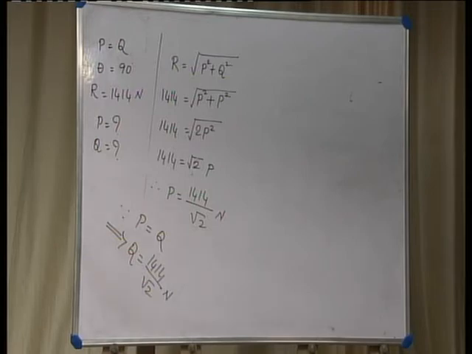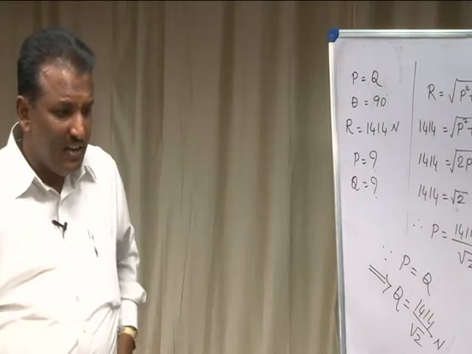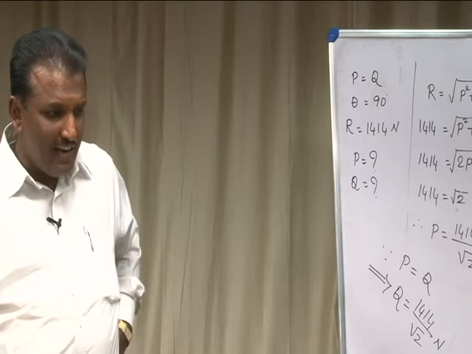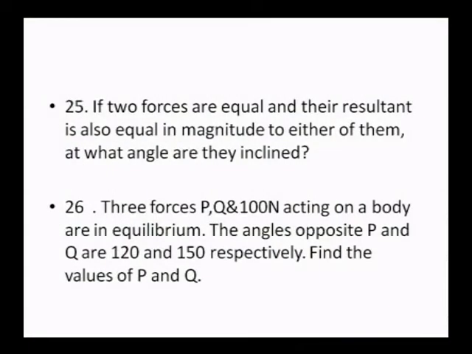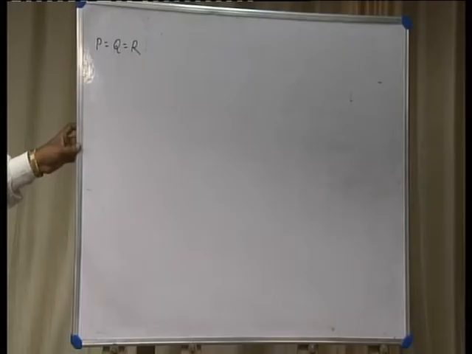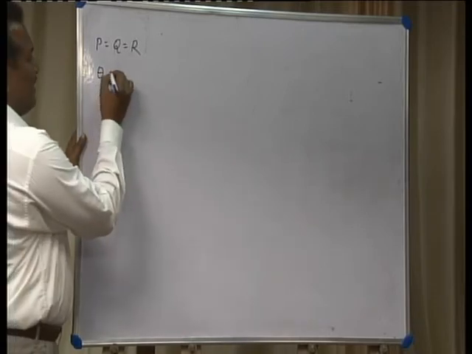If two forces are equal and the resultant is also equal in magnitude to either of them, at what angle will they be inclined? That is the question. So, here two forces are equal and the resultant is also equal, which means P is equal to Q is equal to R. At what angle are they inclined? Theta is equal to how much?